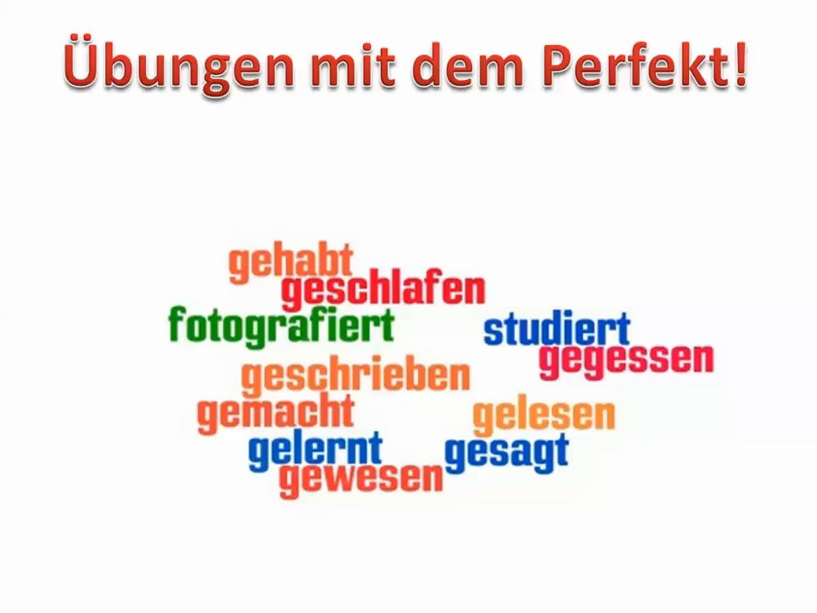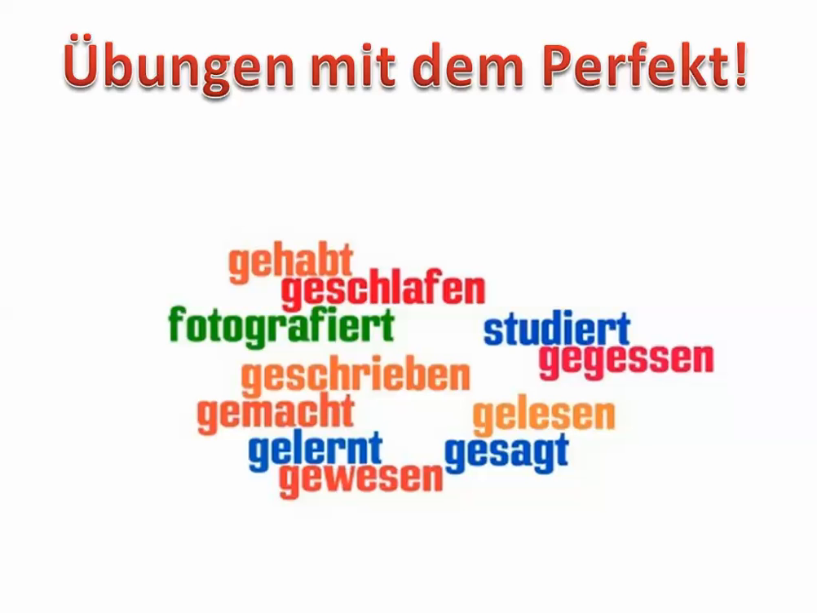Today we're gonna do a few exercises with the perfect tense. The perfect tense can be divided into the present perfect or the past perfect, depending upon really whether you're using the present tense of the helping verb haben or sein or the past tense of the helping verb haben or sein. This is just one of a series of videos over the perfect tense in German.